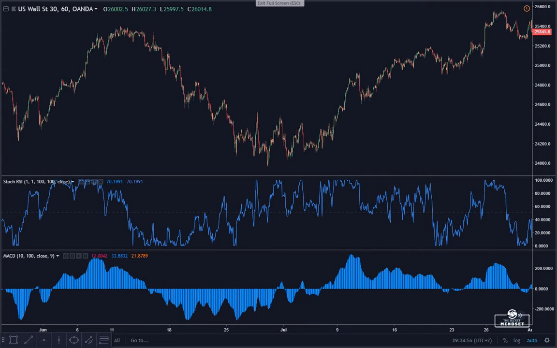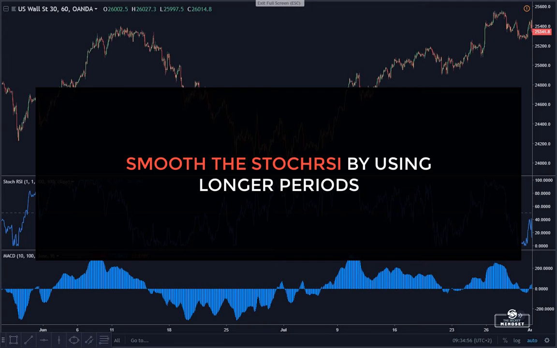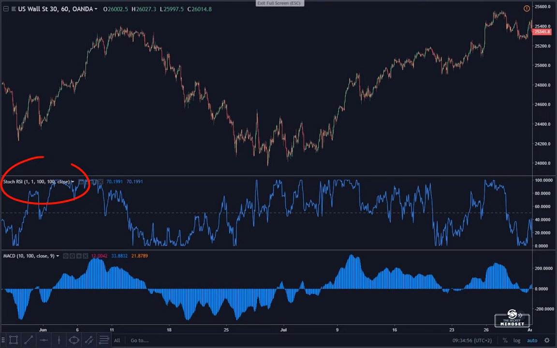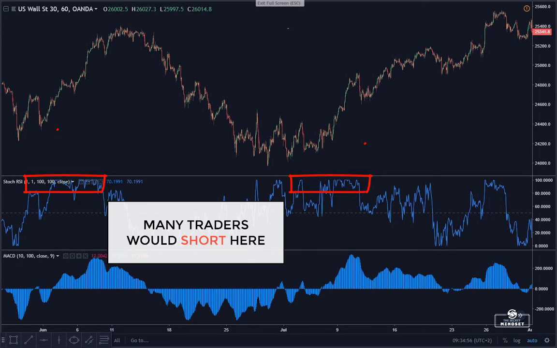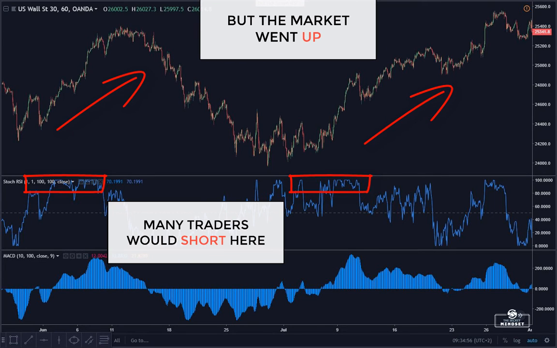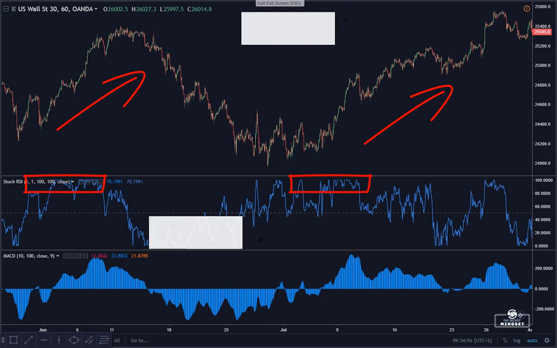Here is my favorite way of using the stochastic RSI. What I prefer to do in order to make the indicator more reliable is to smooth it by using longer periods. For this setup to be profitable, I prefer to use the 100 period for the RSI and the 100 period for the stochastic. The trick here is to add a 50 level and watch for bullish and bearish periods. Remember how I said to ignore the overbought and oversold levels? While most traders seek to enter counter-trend positions when they see stochastic RSI in overbought and oversold areas, I prefer to look for continuation movements.